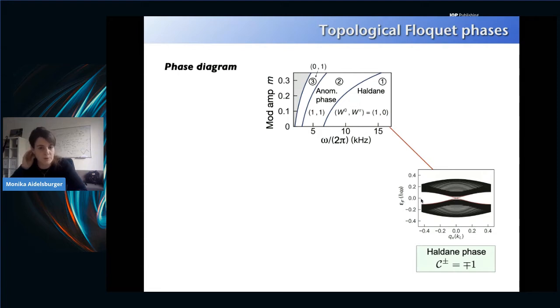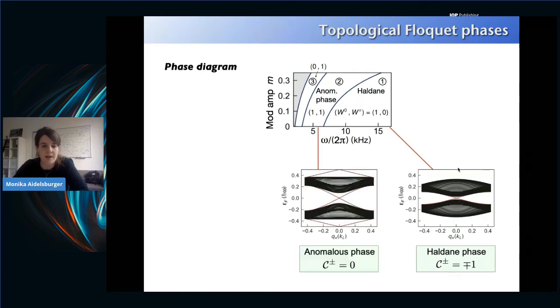Now, if we reduce the modulation frequency further and further, what happens is actually that there's a gap closing point between Floquet zones. And the gap closing marks the topological phase transition, which changes the Chern number of the system. And because it happens between Floquet zones, it generates an edge mode in between 2 Floquet zones. So now we have 2 edge modes, one at pi and one at 0 energy, and the Chern number of the 2 bands is equal to 0. So this is what we call the anomalous regime.